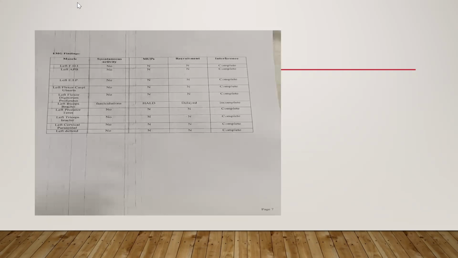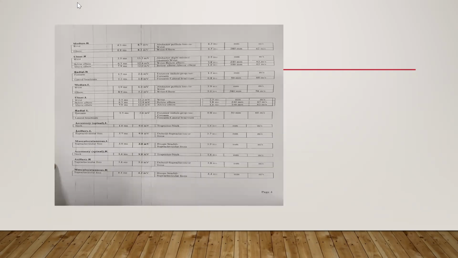This is the EMG. This is the nerve conduction study. In nerve conduction study, right median amplitude was normal, latency was normal, and conduction velocity is normal. Right ulnar also amplitude and latency normal. Right radial amplitude 2.6 normal, latency 1.5, and conduction velocity is normal. Left median also normal. Left ulnar 13.2 normal. Left radial also normal. Then spinal accessory is normal.